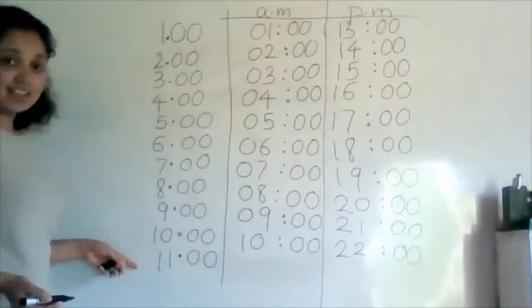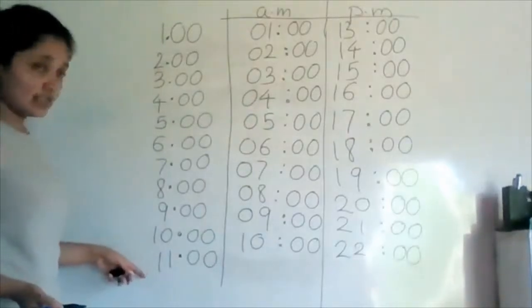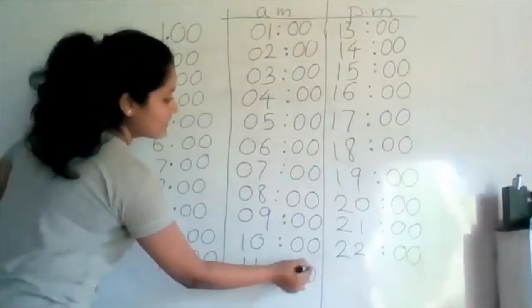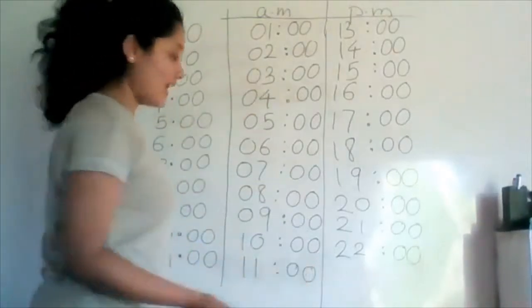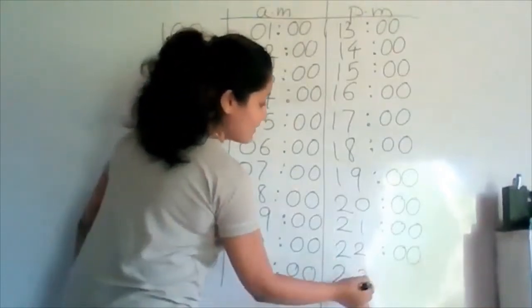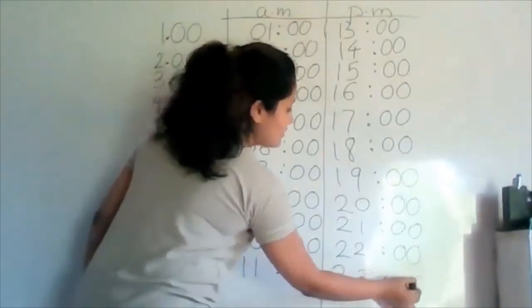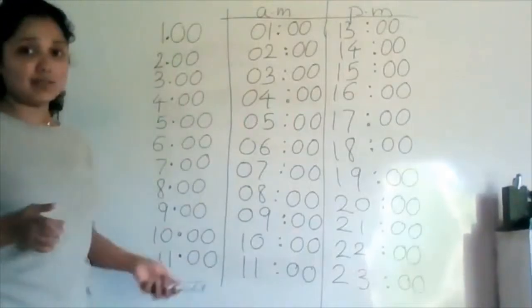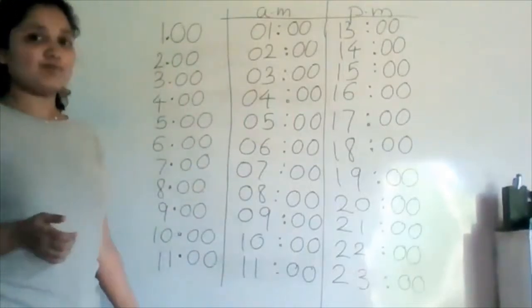And finally the last one, 11. So if it is 11 a.m., that is 11. And if it is 11 p.m., so that is 12 plus 11, that is 23. 23 hours. So this is how we have to write AMs and PMs in the standard form.